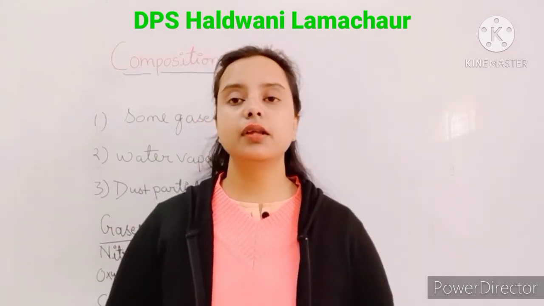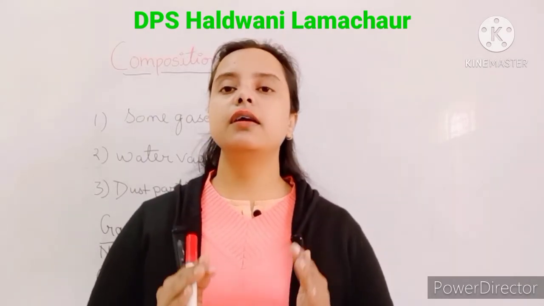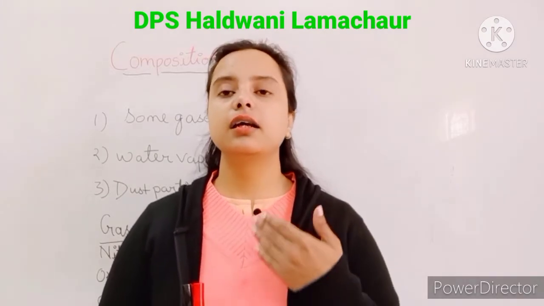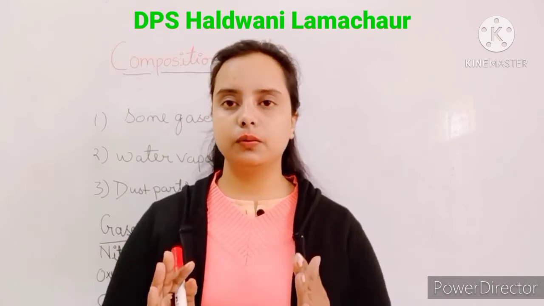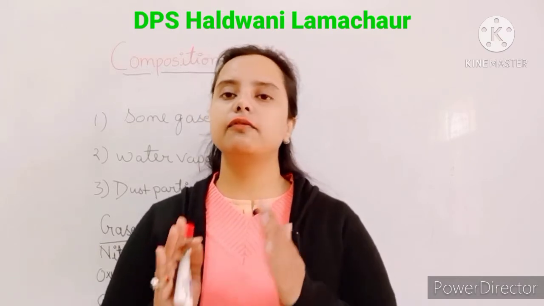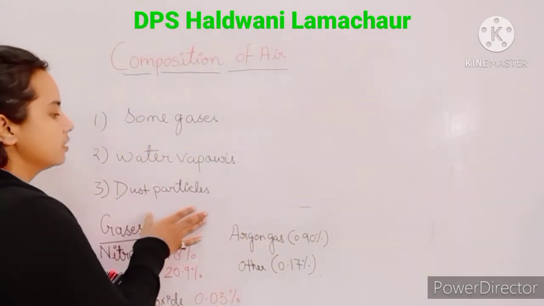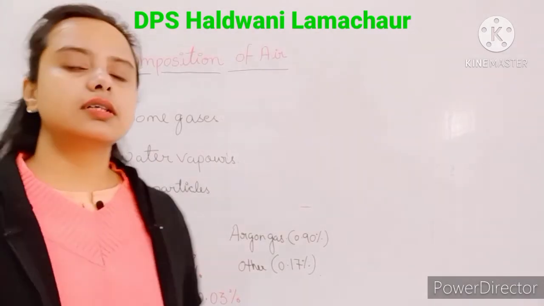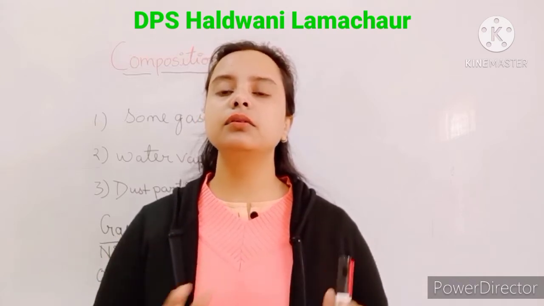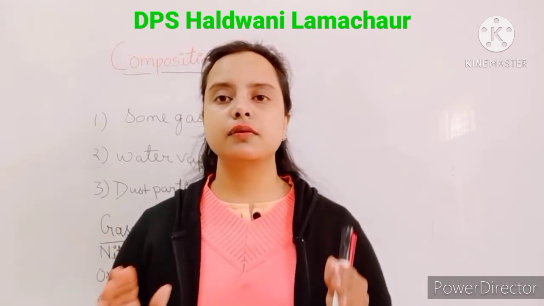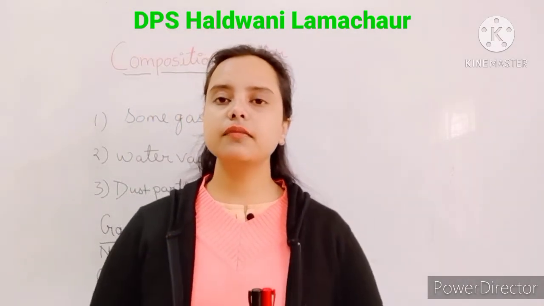So in the winter season you can see the fog formation, and that is because the water vapor gets condensed, means they get cooled down when it comes in contact with the cool air. As a result it forms the fog. Now there are some dust particles also present here. Dust particles move from place to place. As the air blows, the dust particles also flow along with it. So this is the composition of air.